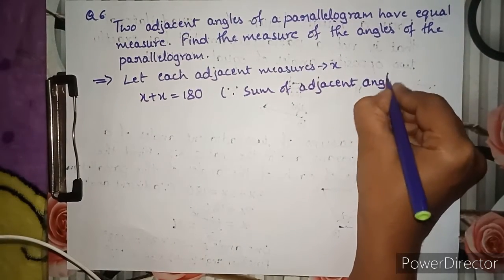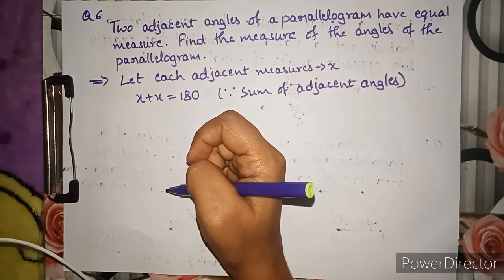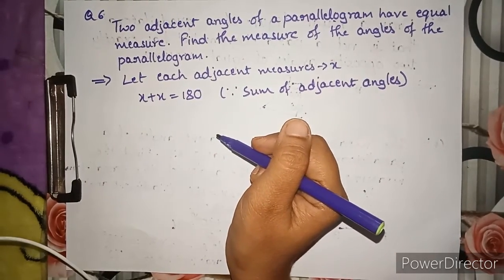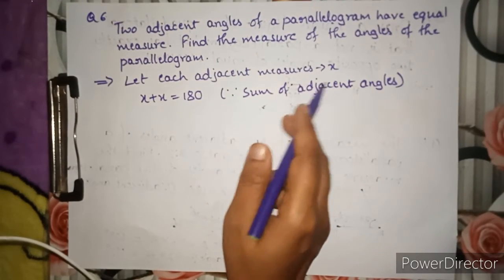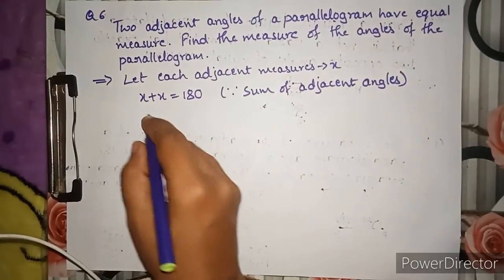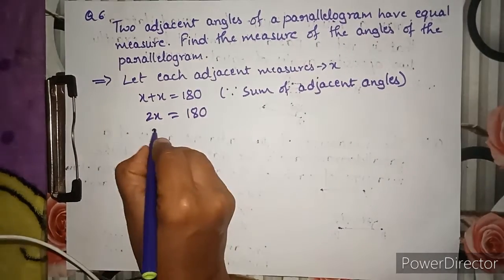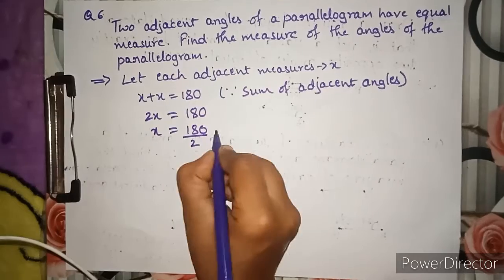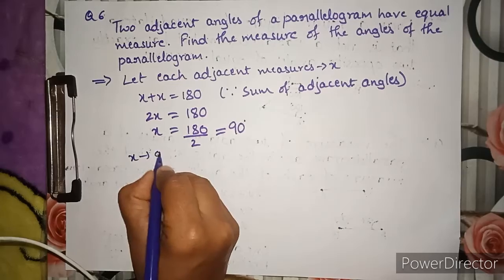Okay, list down all the properties of a parallelogram, then only this exercise becomes easier for you. In the last video of this chapter, I will give you the list of all properties of parallelogram. Okay. Now x plus x is 2x. 2x is equal to 180. So x is equal to 180 divided by 2. So this is 90 degrees. So x value is 90 degrees.